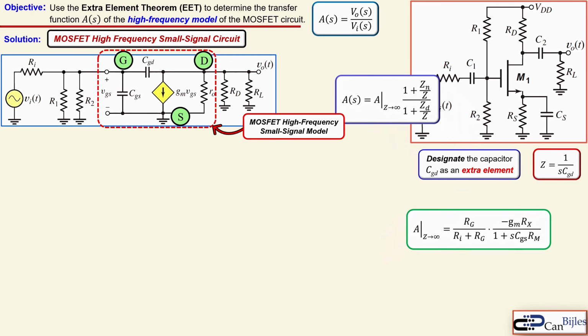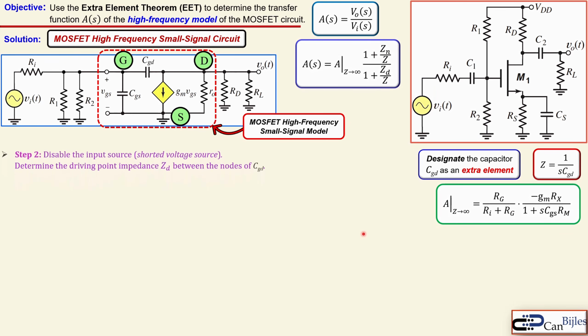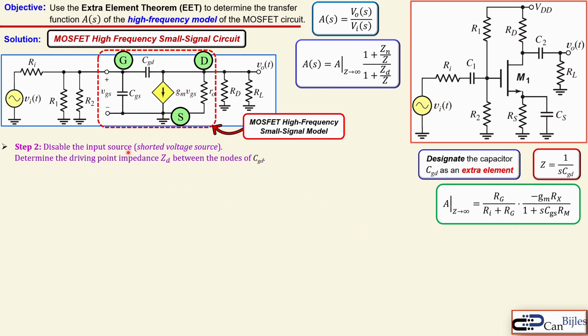Okay. Continue with our second step, which means disable our input source. In this case, it is an input voltage source. That means it will be shorted. And then determine the driving point impedance ZD looking between the nodes of our extra element.